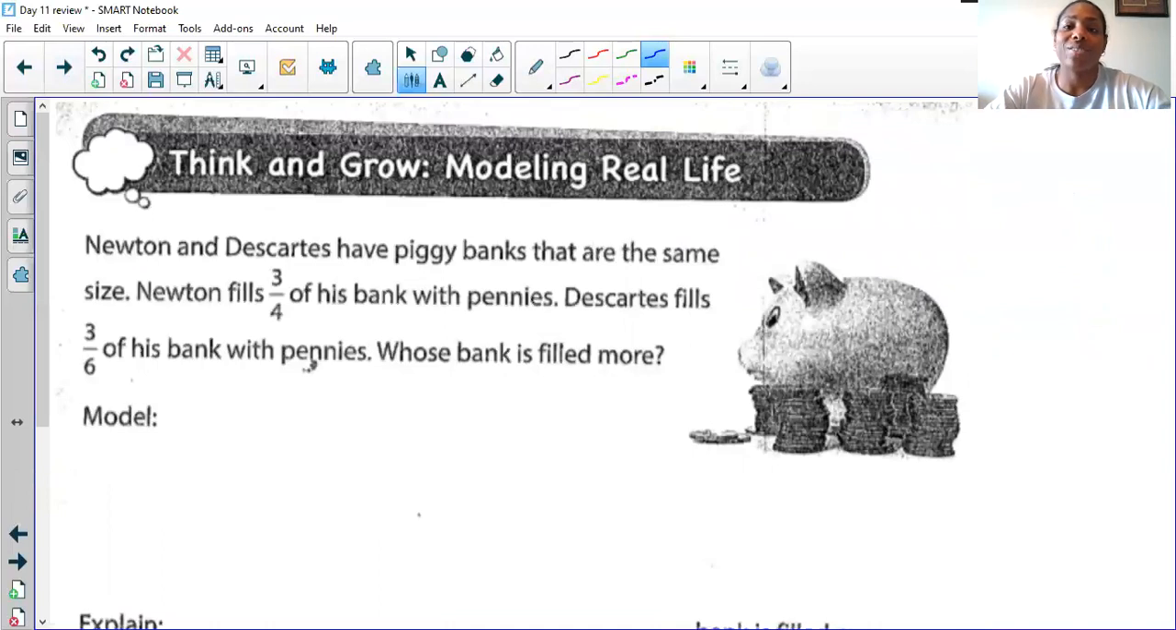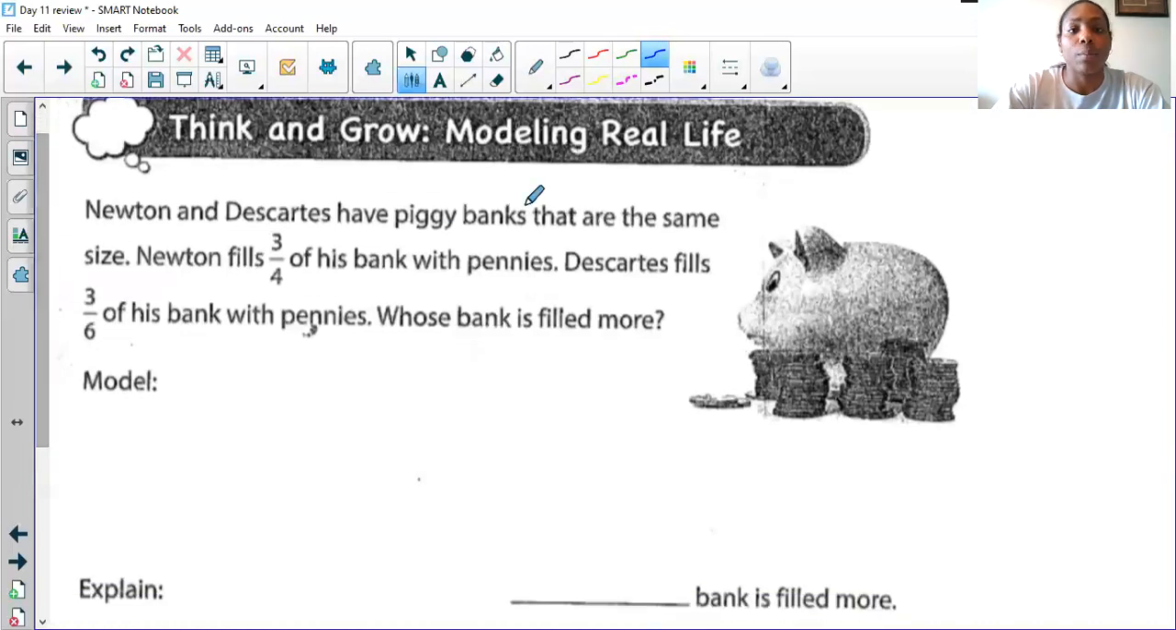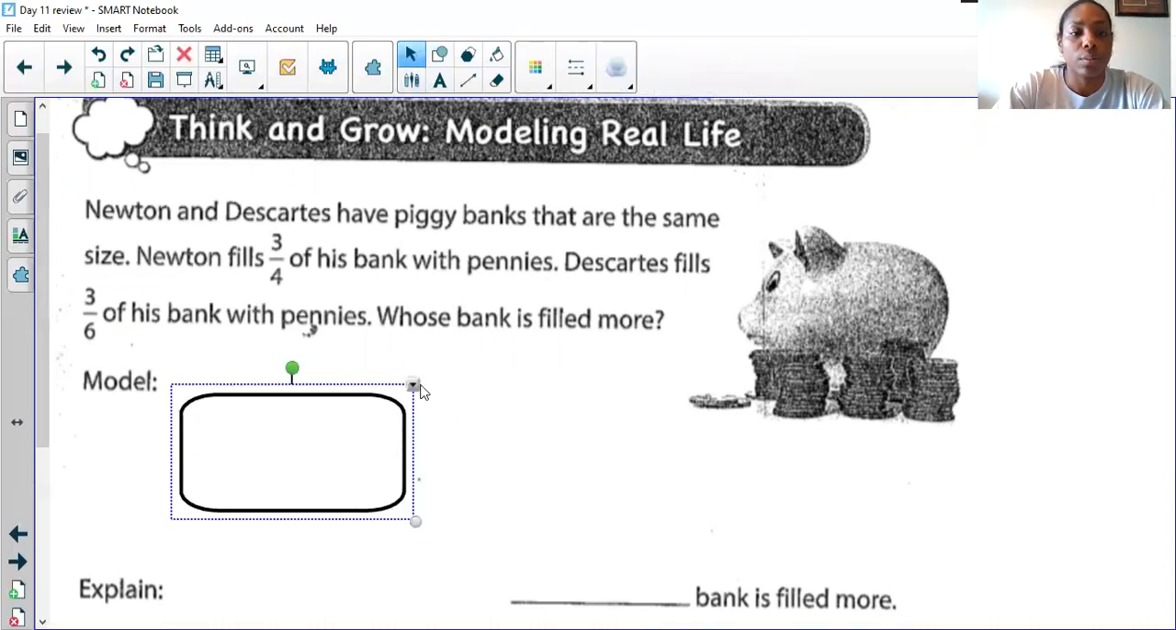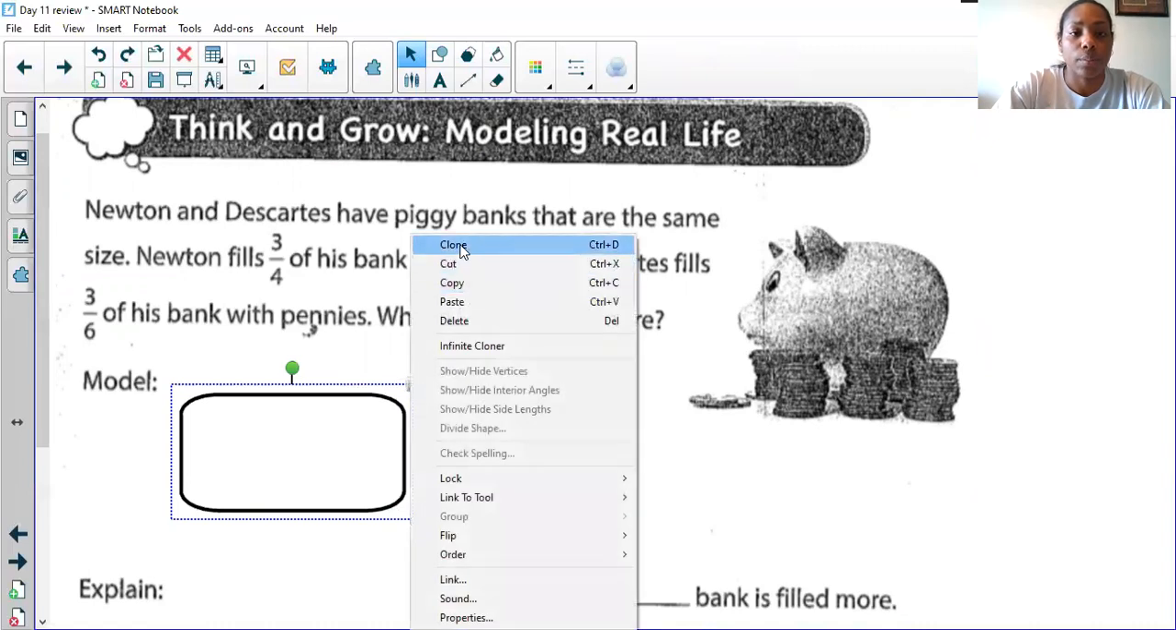All right, we are at Think and Grow, modeling real world problems. So Newton and Descartes have piggy banks that are the same size. Newton fills 3/4 of his bank with pennies. Descartes fills 3/6 of his bank with pennies. Whose bank is filled more? So at this time, what I would recommend is that you draw a model like it's asking you to do.